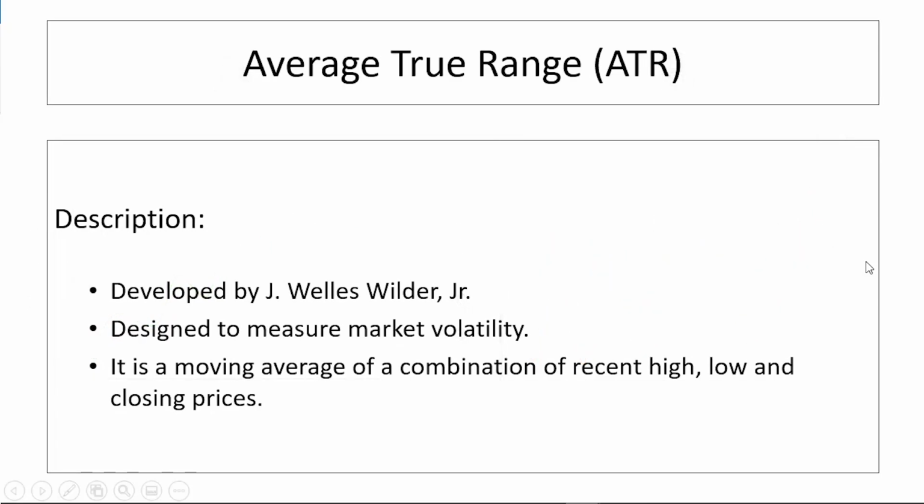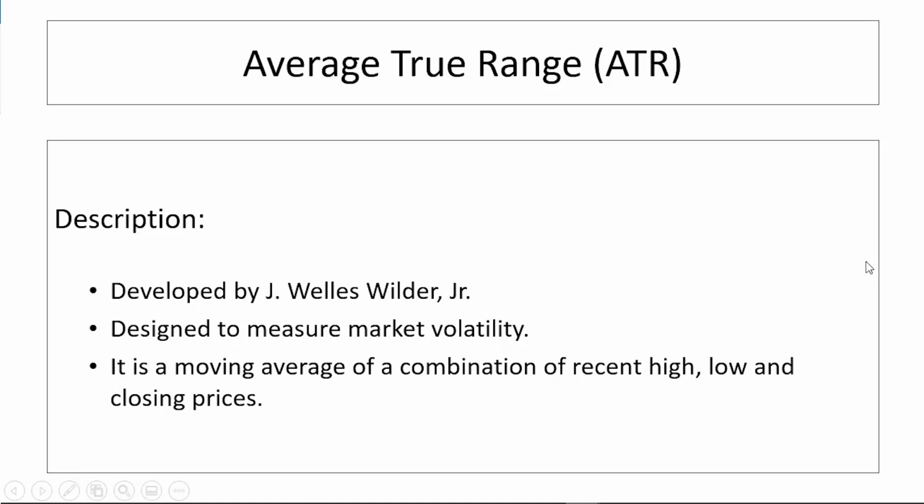The indicator that we're going to use here tonight is an indicator called Average True Range, also known as ATR. Just a quick description, it was developed by Wells Wilder. Wells Wilder also developed the RSI, Relative Strength Index indicator, very popular and effective indicator that identifies overbought or oversold price situations. ATR was designed to measure volatility, and it is a moving average of a combination of recent high, low, and closing prices. I'm not going to get into the calculation or the formula of it.